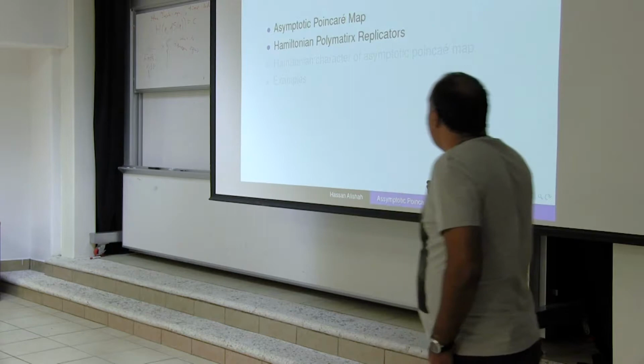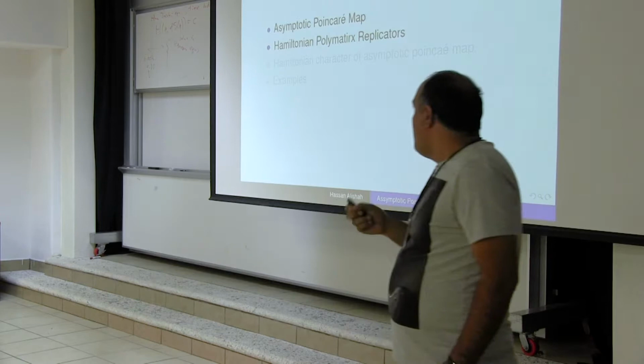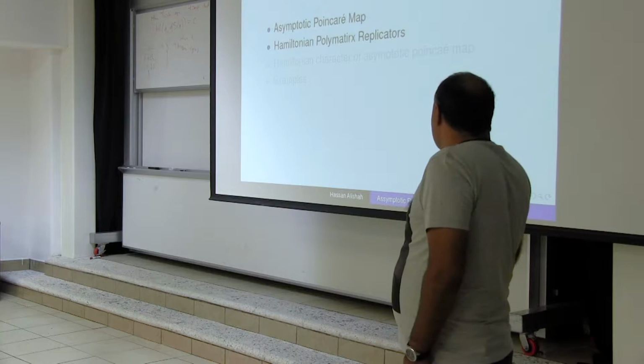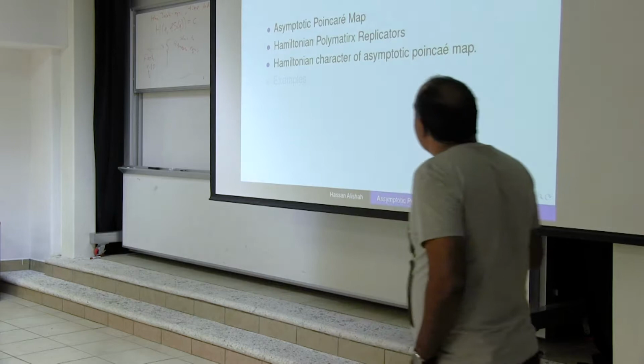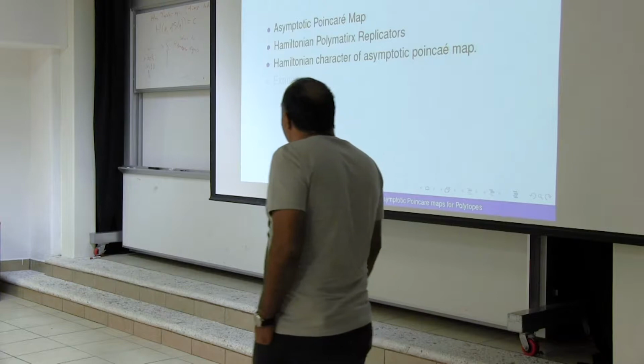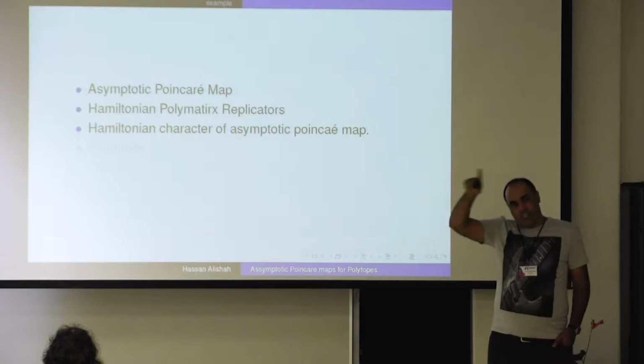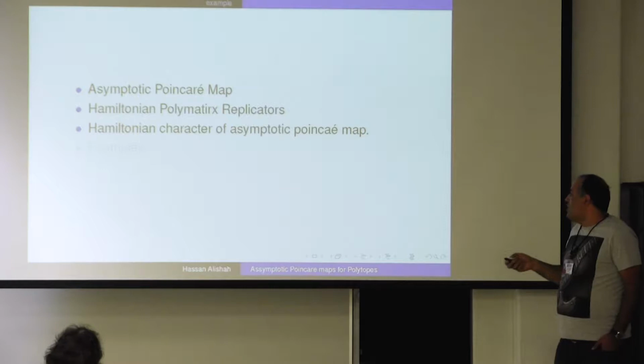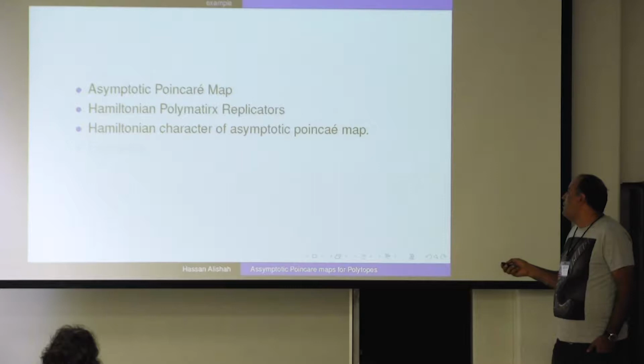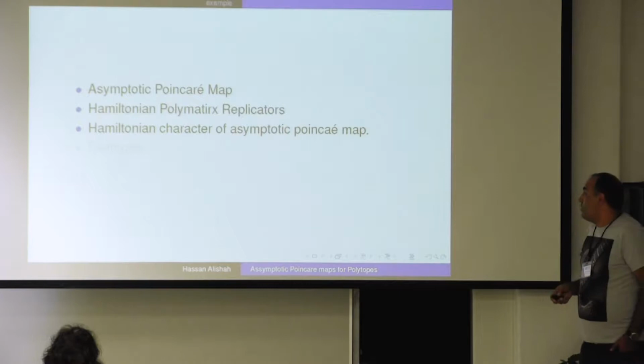This is the first part I'm going to describe, for a general polytope. But our main motivation was to study Hamiltonian polymatrix games, so I'm going to talk about Hamiltonian polymatrix games. And then finally, this asymptotic Poincaré map can be seen as a kind of linearizing the dynamics along the heteroclinic orbit. What I'm going to show is that for a generic polymatrix replicator, the Hamiltonian character of the replicator goes down to this linearization along the heteroclinic orbits. And I will give some examples.